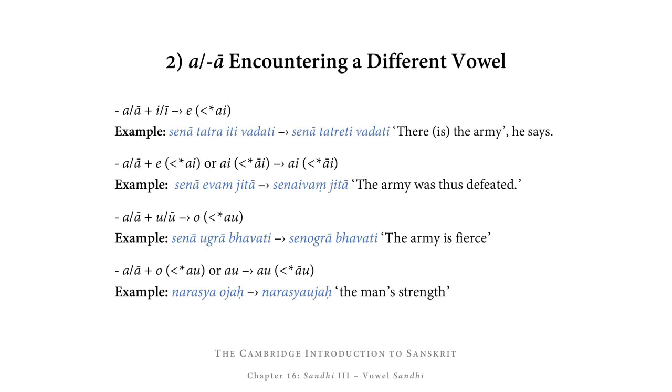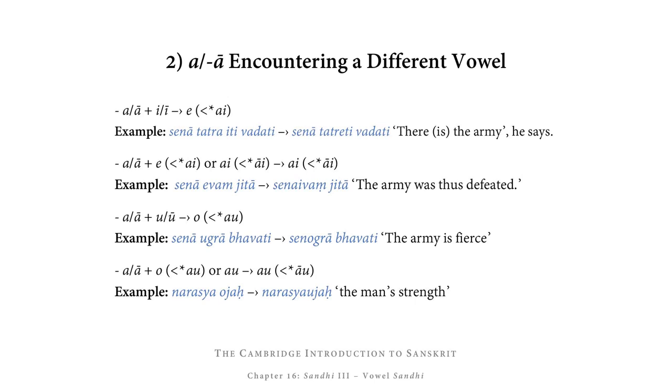A or ā plus e or ai gives us ai, and this surfaces in Sanskrit as ai. So, for example, senā evam jitā, the army was thus defeated, gives us senā plus evam, a plus e gives us ai, and once the two vowels have merged into one vowel, the two words are also written together. So we have senaivam jitā.